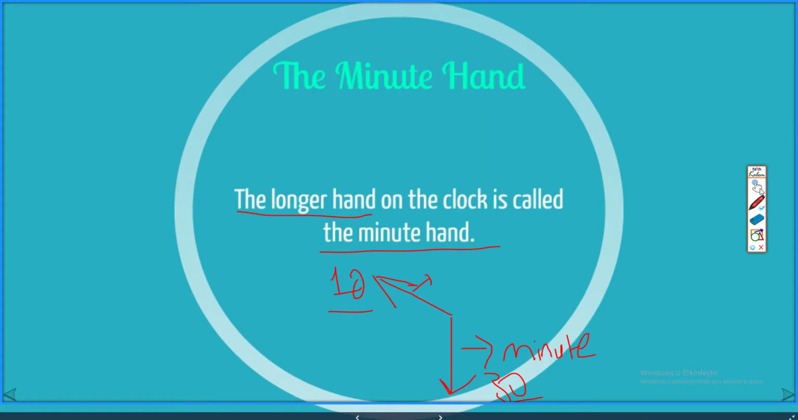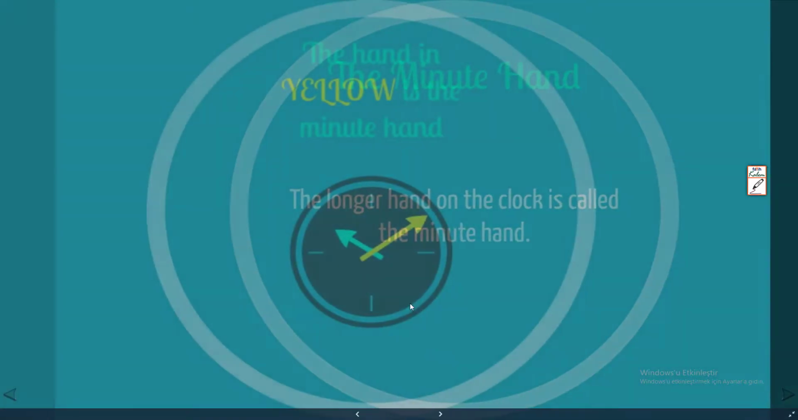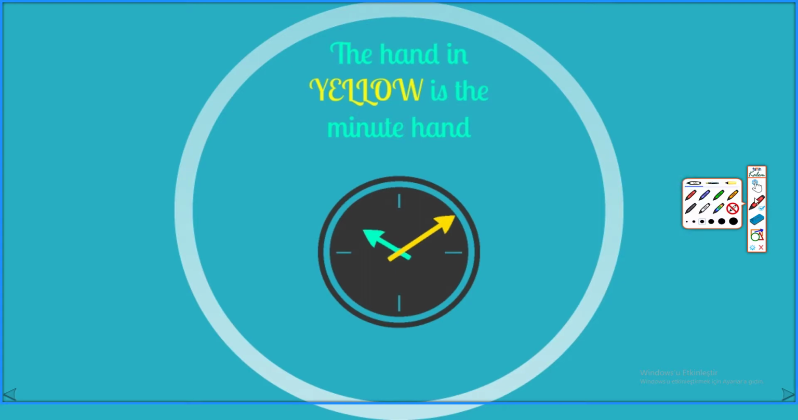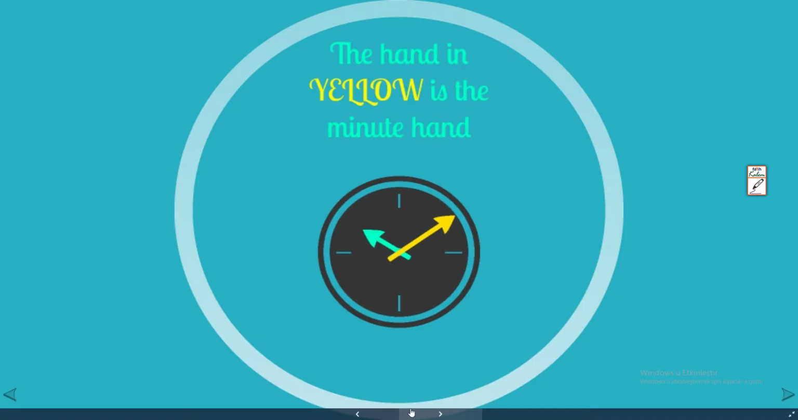Okay, guys, let's have a look in a detailed way. Yes, the hand in yellow is the minutes, as you see, guys. Yes, the hand in yellow is minutes. It shows what? It shows minutes, guys. And the hand in yellow is the minute hand, as you know.